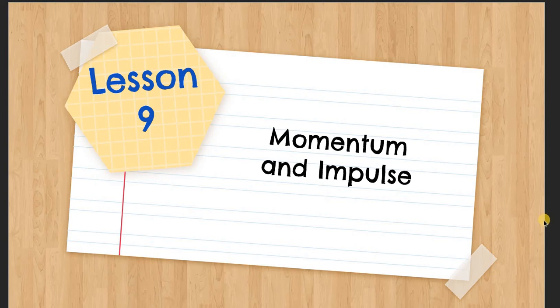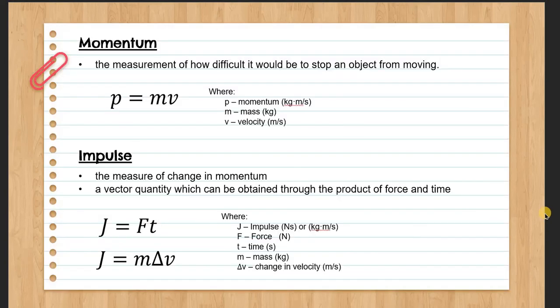Okay, next, lesson 9. In lesson 9, we discuss impulse and momentum, or momentum and impulse. So, sabi natin, momentum is the measure of how difficult it would be to stop a moving object. Gaano kahirap pigilan yung object na gumagalaw or gaano kahirap pagalawin yung object na nakastop. Okay, so momentum is the product of mass and velocity.